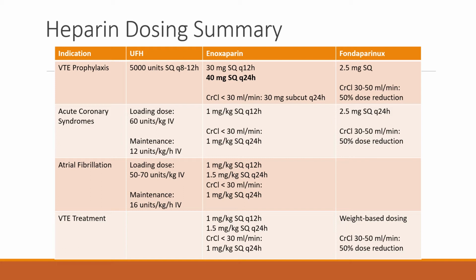You'll see I've bolded for prophylaxis in Lovenox, 40 milligrams subcutaneous Q24. That's really kind of our workhorse in the hospital. That's what we use for almost all of our patients unless they have significant renal dysfunction. You'll also see that ACS has dosing for the enoxaparin and fondaparinux, which again is a little bit less common than seeing unfractionated heparin in those folks.